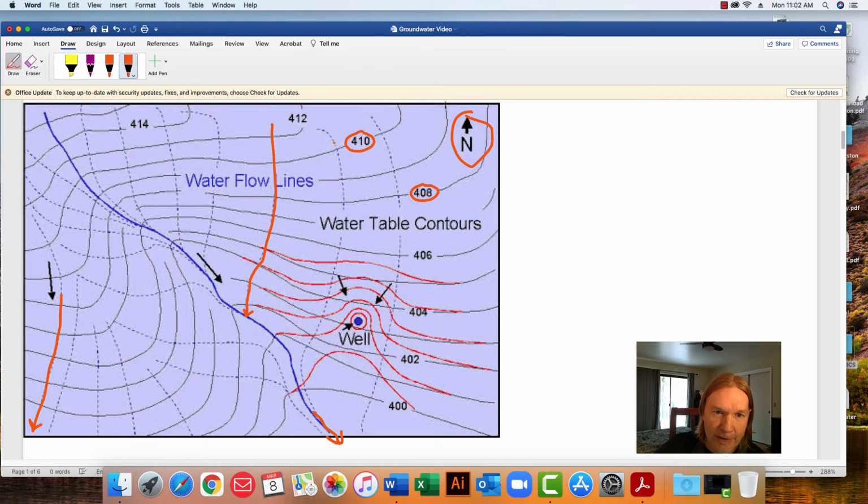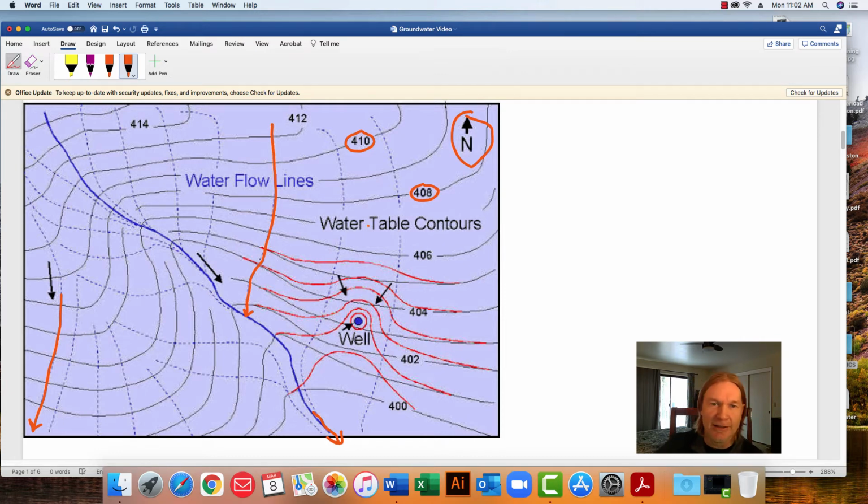So if we have contour lines and we draw some flow lines, we can tell whether or not a well is in danger of being contaminated. What they're showing here is a well without any cone of depression, and that is represented by the black contour lines. And then they show what would happen if they started to pump heavily out of this well and they created a cone of depression, and that changes the contour lines and makes them into this shape here shown with the red.